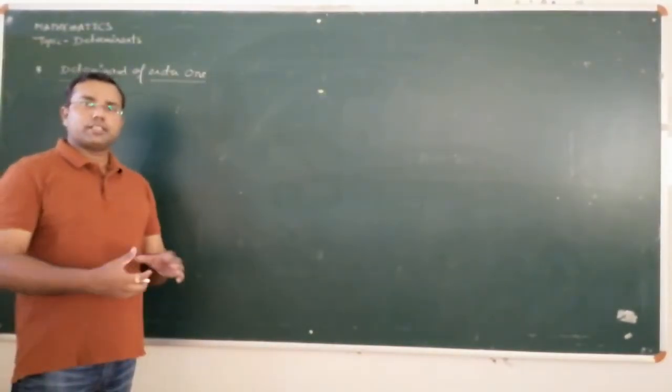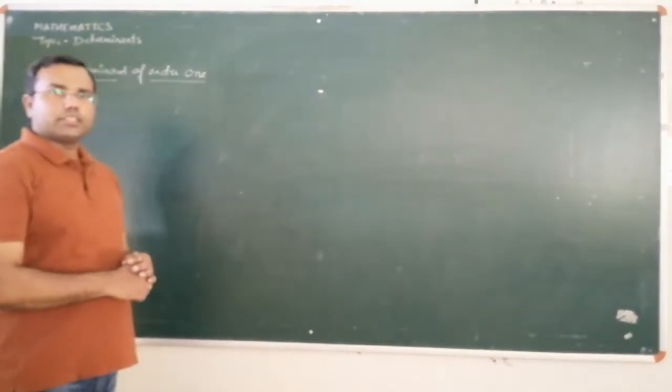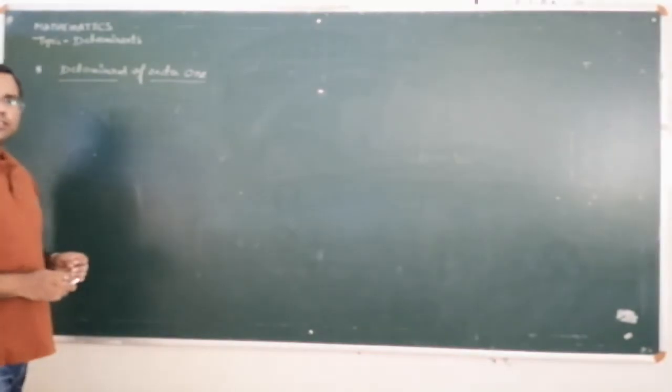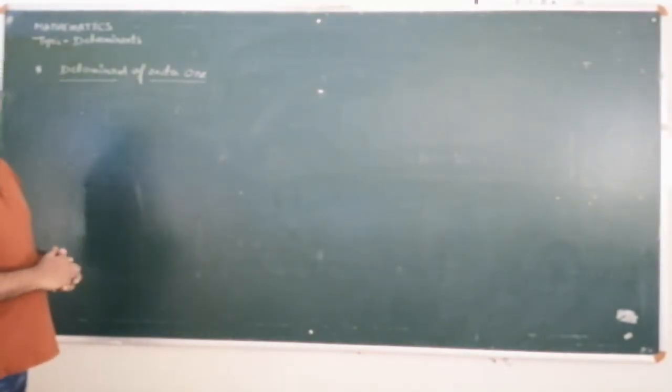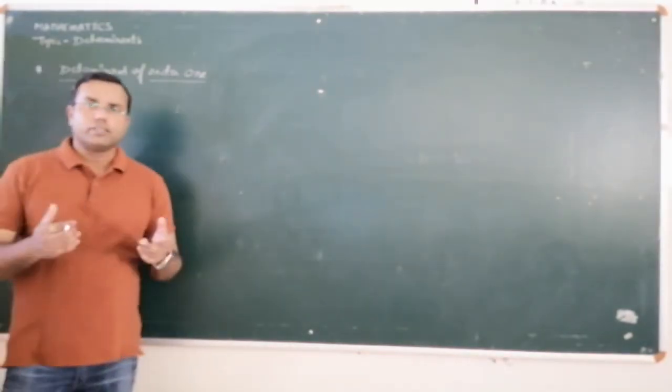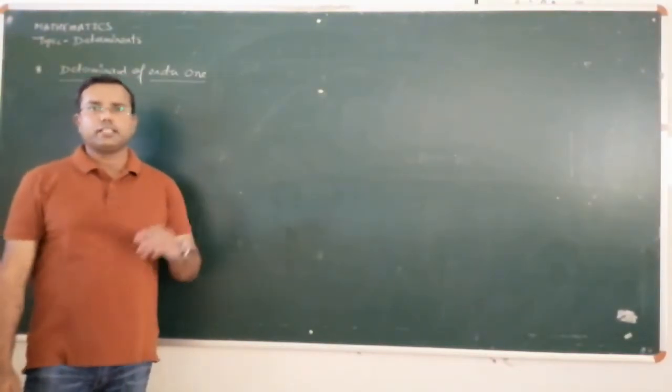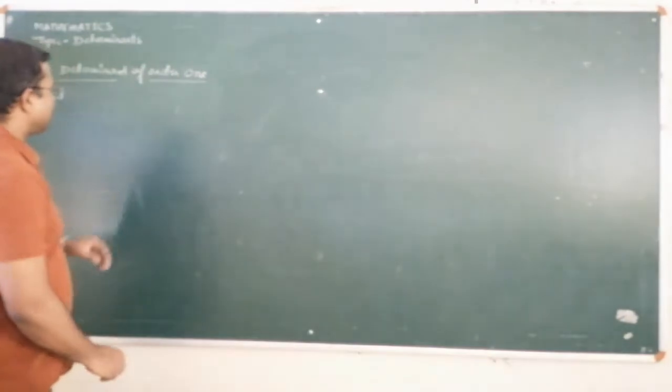Already we had explained something about the determinants to you in the first lecture. There I had discussed with you what is the definition of the determinant, how to find out the value of the determinant, and what is the difference between the determinant and the matrices. So let us see. Again I am telling you something about this.